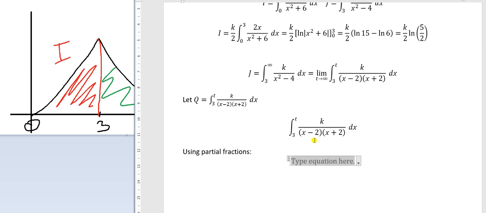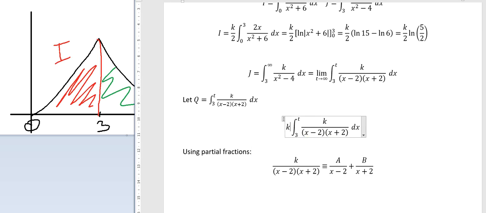And using partial fractions, we can say that k over (x minus 2)(x plus 2) has to be equivalent to A over x minus 2 and B over x plus 2. One thing you might do to make this a little easier still is to pull the k out, leave this as a 1, and that makes your partial fractions problem a bit simpler. So it's not essential. You can find the values of A and B in terms of k, but you might find it a bit easier to simplify the problem down for yourself before you do these messy bits.